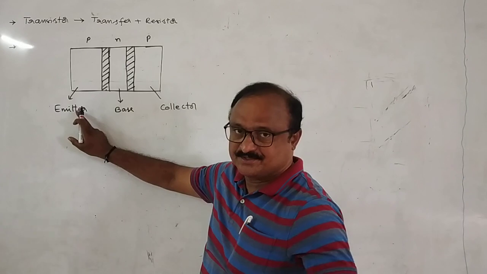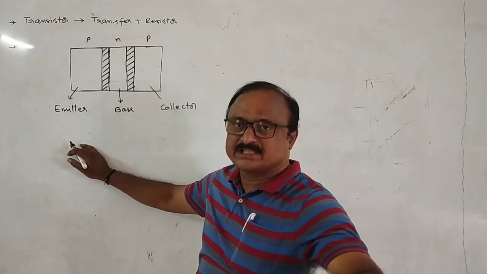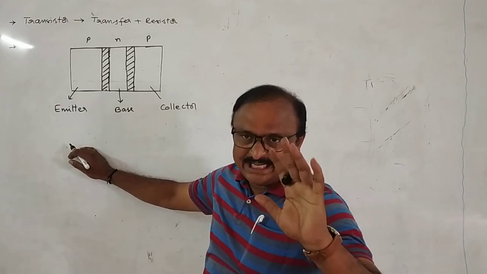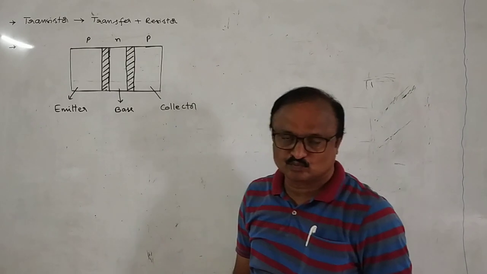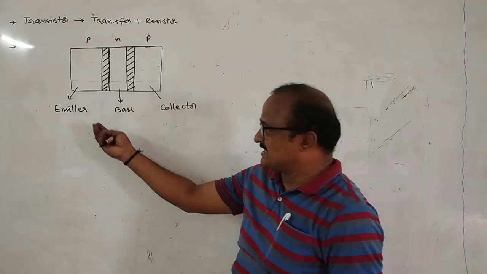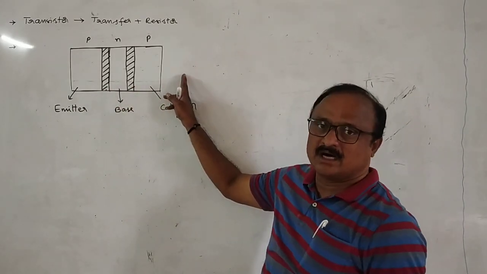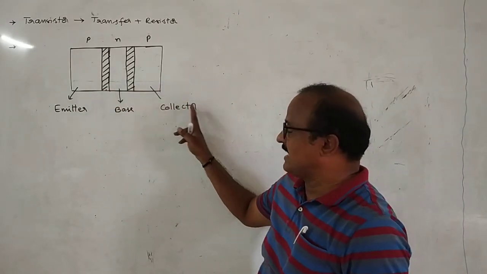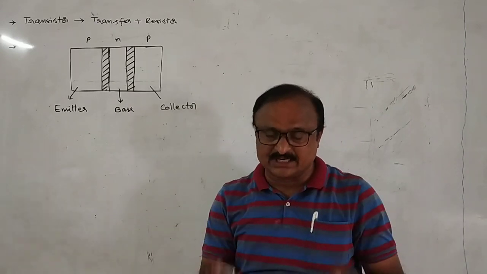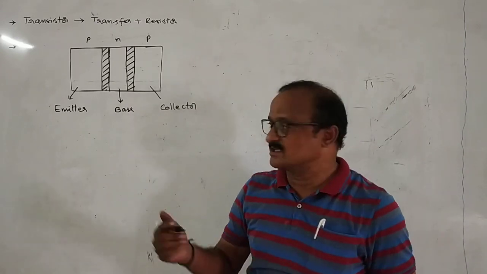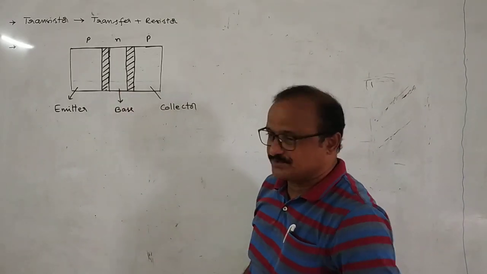Emitter, as its name says, emits the charge carriers into the circuit. It emits the charge carriers. That's why it is said to be the emitter. The charge carriers coming from the emitter are collected at the last region, which is named the collector. Collector means it is a region of the transistor which collects the charge carriers coming from the emitter. And the middle region is known as the base. Right?